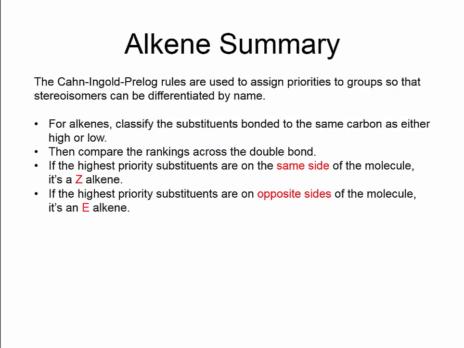When using the Cahn-Ingold-Prelog rules for alkene nomenclature, first, you'll want to compare the substituents that are bonded to the same carbon and rank them as either high or low, and then compare across the double bond. If the highest priority substituents are on the same side of the molecule, it's a Z alkene, and if they're on opposite sides, it's an E alkene.